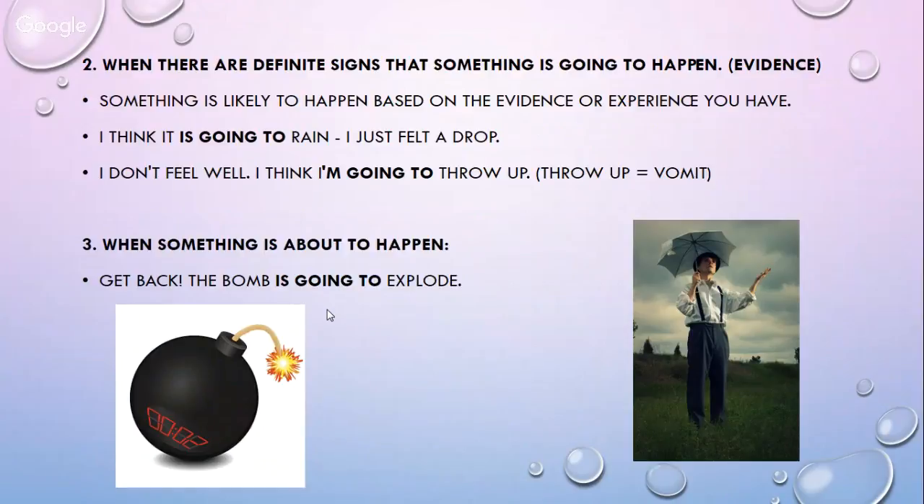Now we have the third option. The third option is when something is about to happen. It's something like, oh look, there's going to be an accident, because you are seeing something that is going to happen on the spot. So get back, the bomb is going to explode. That is something that is about to happen. It's just going to happen.